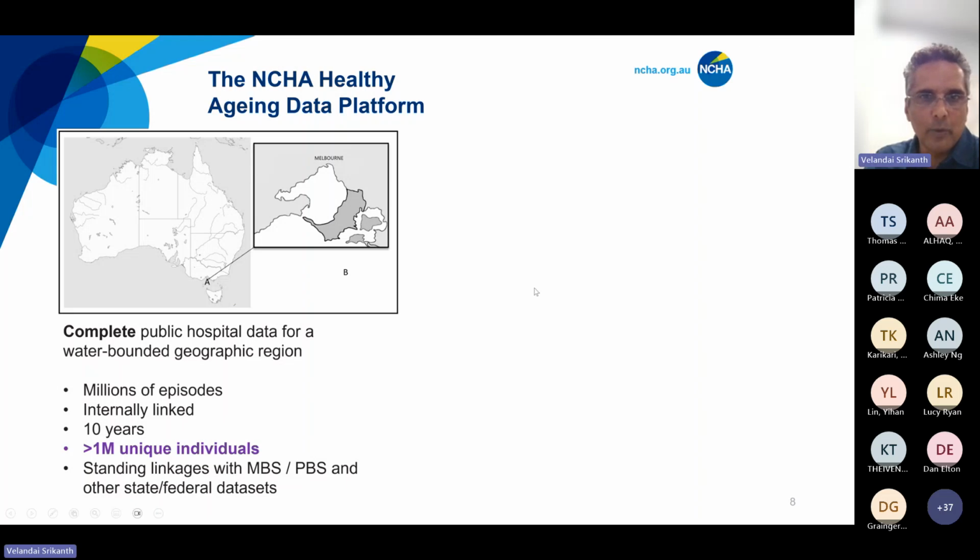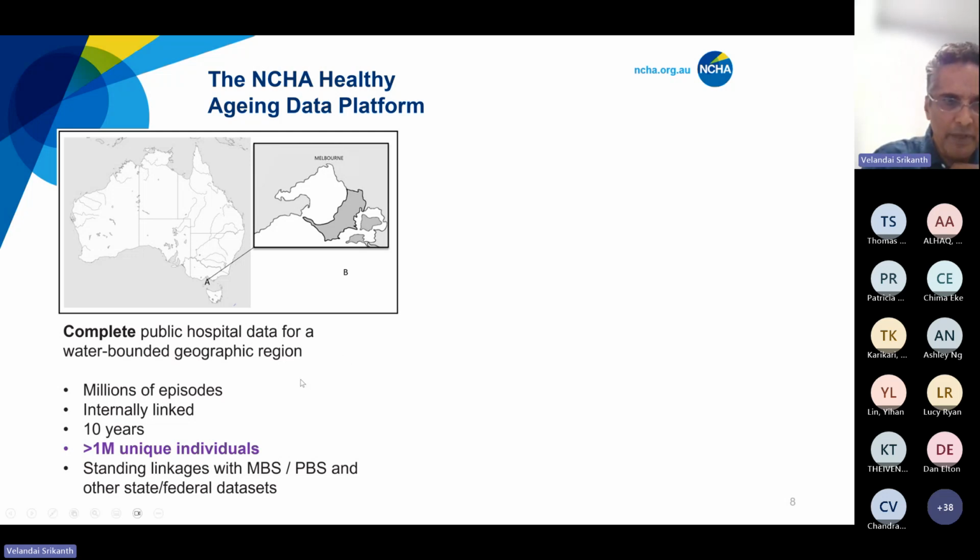The setting where we did this: the National Centre for Healthy Aging was set up with Commonwealth government support in Melbourne. It's located in the Frankston and Mornington Peninsula, which is a waterbound region. It's got a population of about 310,000 people. And our health service that we're affiliated to here, Peninsula Health, is the single regional public health service for that particular region. So we collect all the health data that comes through. We have a common UR number that links all these people.